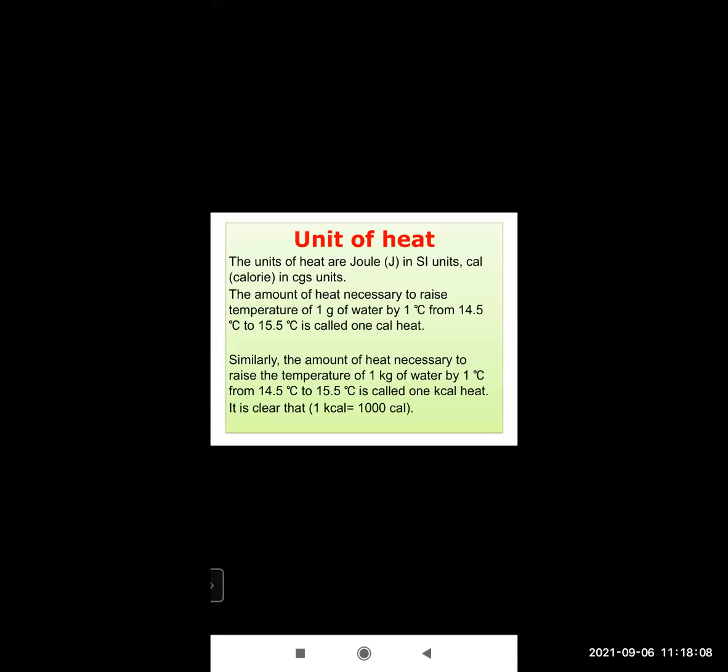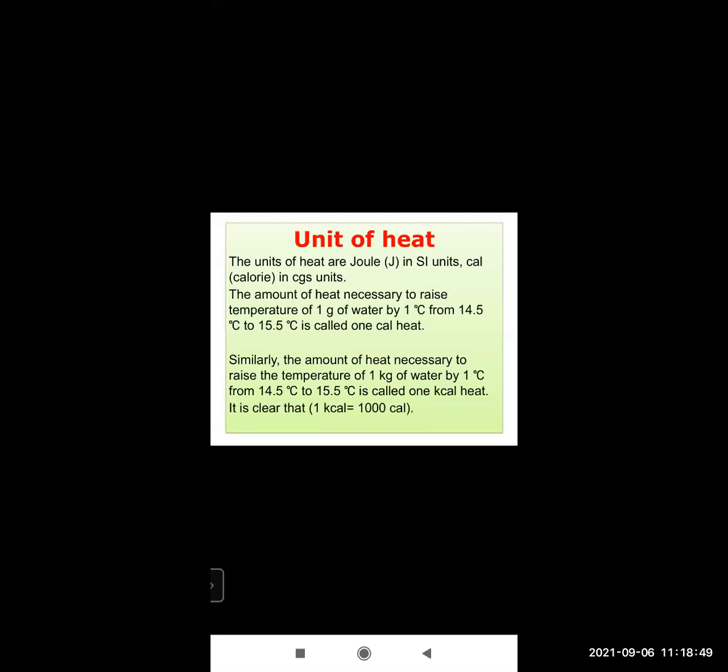Then we have seen the definition of 1 calorie heat and 1 kilocalorie heat. 1 calorie heat means the amount of heat necessary to raise the temperature of 1 gram of water by 1 degree Celsius, from 14.5 degrees Celsius to 15.5 degrees Celsius. The amount of heat necessary to raise the temperature of 1 kilogram of water by 1 degree Celsius, from 14.5 degrees Celsius to 15.5 degrees Celsius, is called 1 kilocalorie heat.